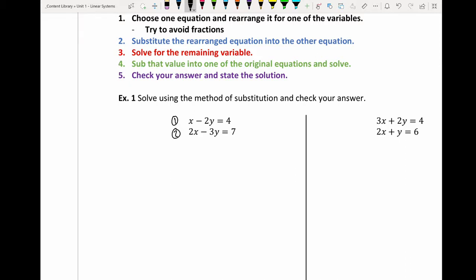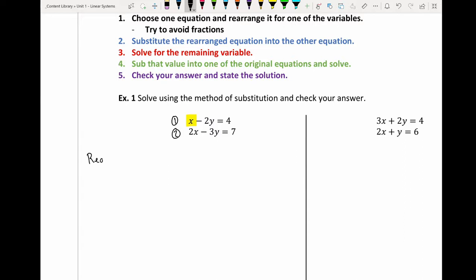If I look at my two equations, I can see one variable, the x in my first equation, that doesn't have a coefficient in front of it. There's no number in front of it. So that's going to help me avoid fractions, because when I rearrange, I don't need to divide by anything.